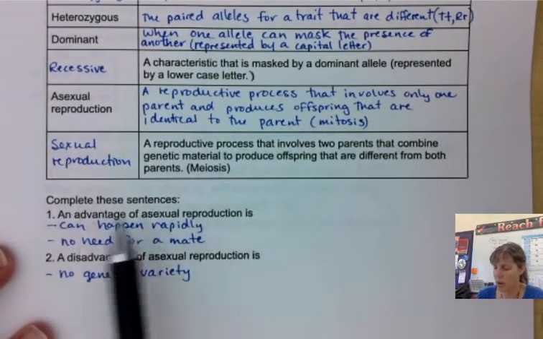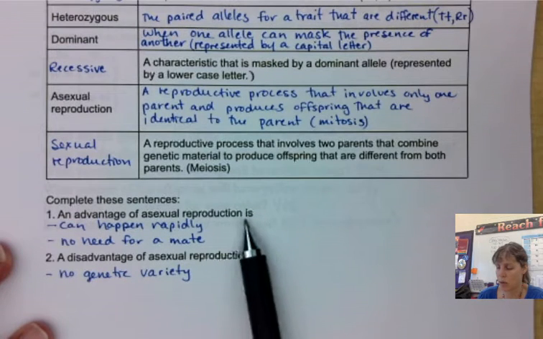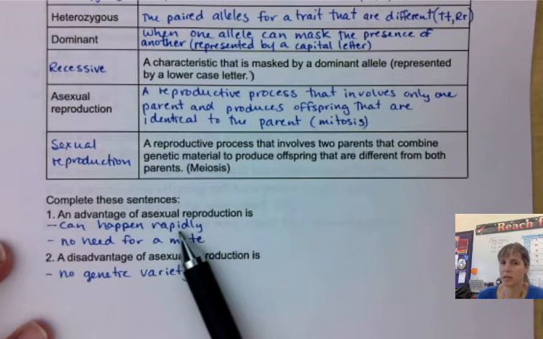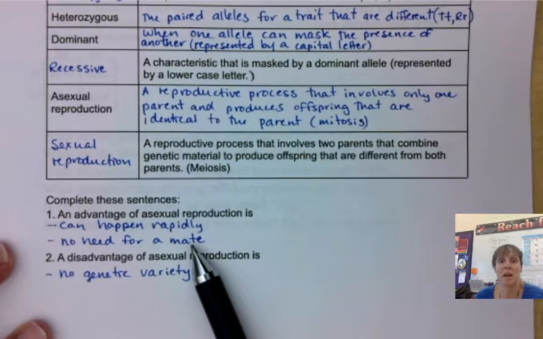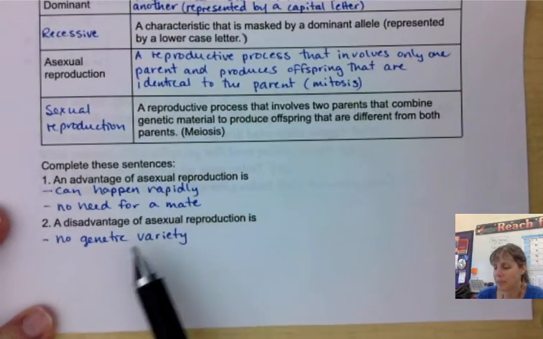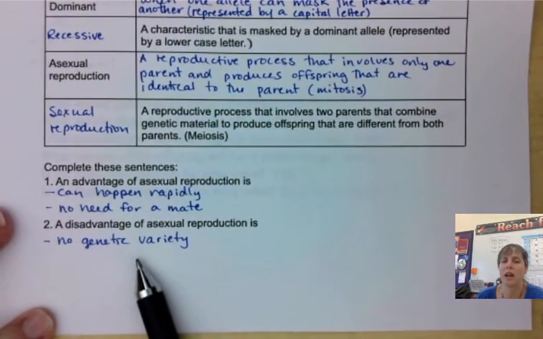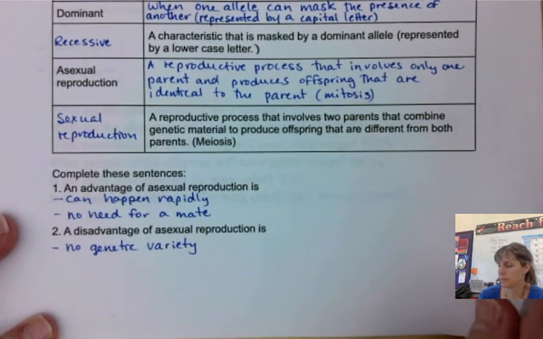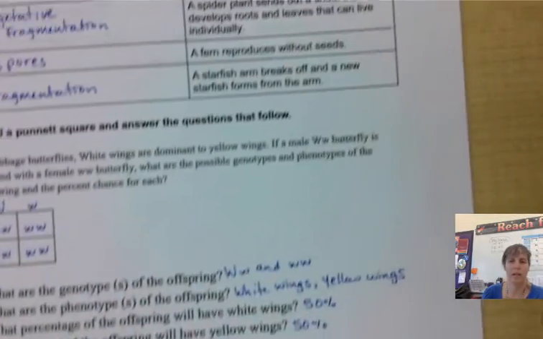Complete this sentence. What is an advantage of asexual reproduction? So an advantage is that it can happen really quickly because there's no need to find a mate. Or if there's only one left, it can maybe split with binary fission or fragmentation and make more of a species. So a disadvantage of asexual reproduction is that there's rarely genetic variety. There's no introduction or variety between the new offspring created. All right, let's look at the next page.